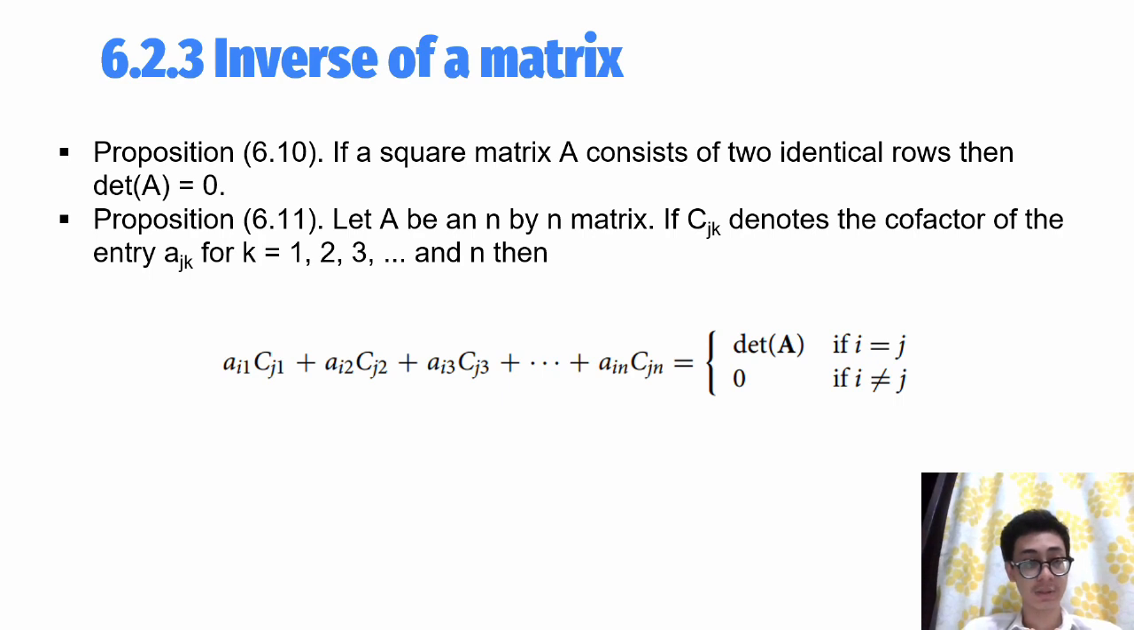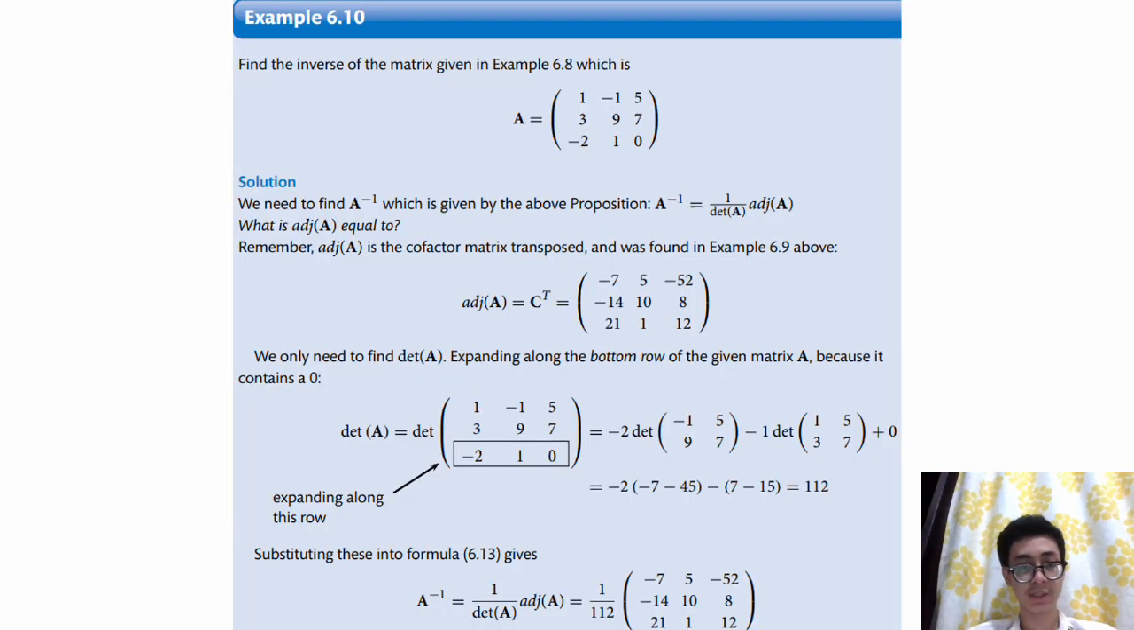Inverse of a matrix. Proposition 6.10. If a square matrix consists of two identical rows, then determinant A equals 0. Proposition 6.11. Let A be an n by n matrix. If CJK denotes the cofactor of the entry AJK for K equals 1, 2, 3, and n, then the formula is like this. This is the example.